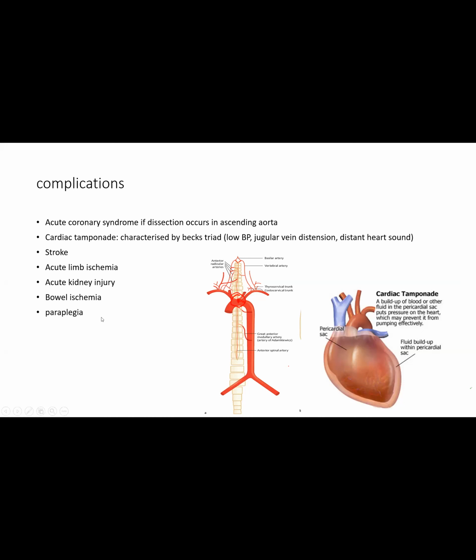Or paraplegia is also a consequence. This occurs if there's obstruction of the Adamkiewicz artery. So this artery here that you can see, if there's obstruction of this artery due to dissection, less blood will flow through the anterior spinal artery. Blood is then not supplied to almost 2/3 of the spinal cord, and this can lead to anterior spinal artery syndrome, and this will lead to weakness and potentially paraplegia.